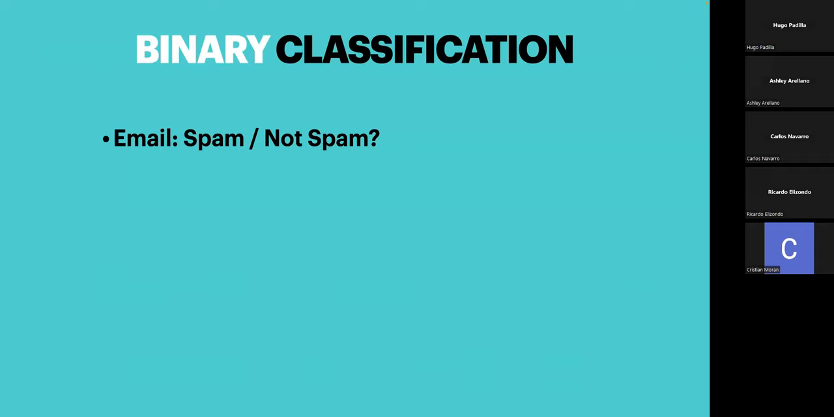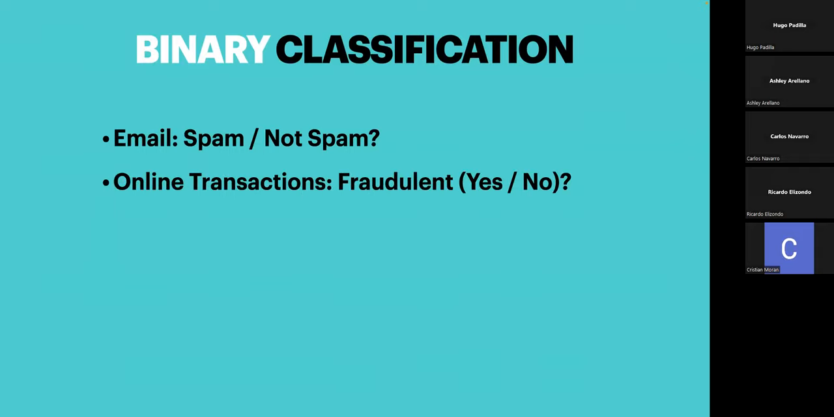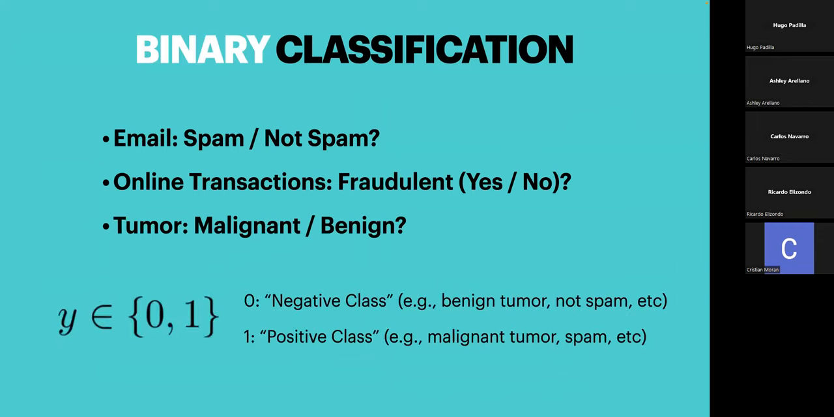And then transaction detection, so fraud detection is also binary, yes or no. Tumor detection, malignant or benign, is also binary. So there are many things that are binary. With binary classification, our y, the target or the ground truth, will be either zero or one. Most of the time zero indicates the negative class and one indicates the positive class.